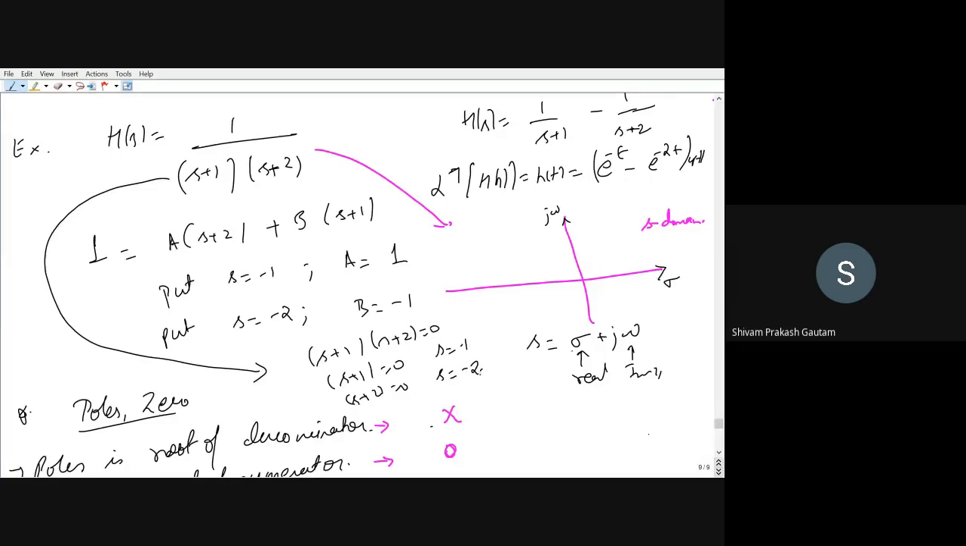You can see minus 1 and minus 2 have 0 imaginary part, that is j0. How can you represent these poles in your s plane? Let us suppose this is minus 1 and this is minus 2. So this is how you represent poles and zeros. Are there any zeros in this H(s)?